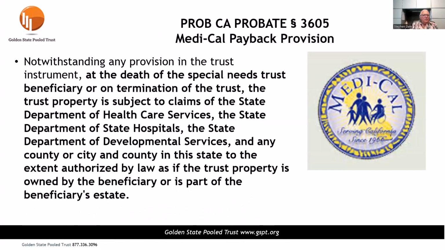So plowing ahead, Probate Code 3605 here. This is the big thing that you always have to keep in mind, which is that upon the death of the beneficiary or early termination of the trust, there is a claim by the Department of Health Care Services, the Department of State Hospitals, and the Department of Developmental Services to submit a lien upon death for any Medicaid they've used during their lifetime. Okay. And that's certainly something to keep in mind.